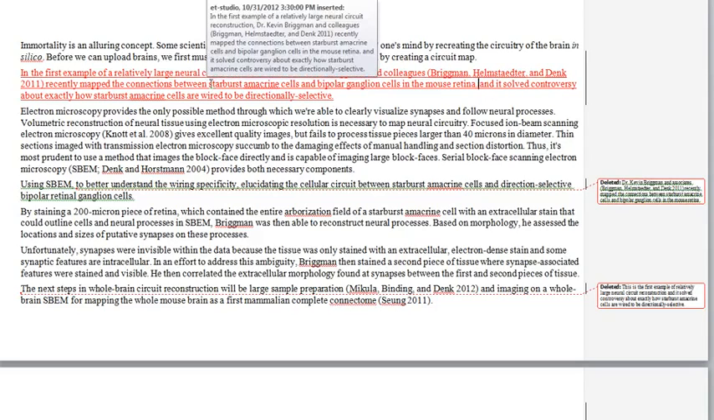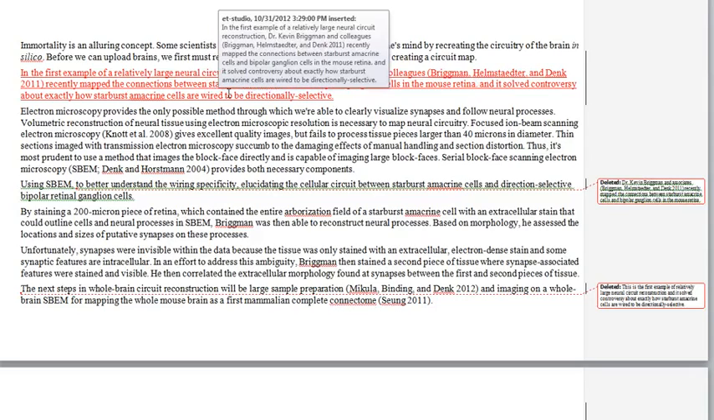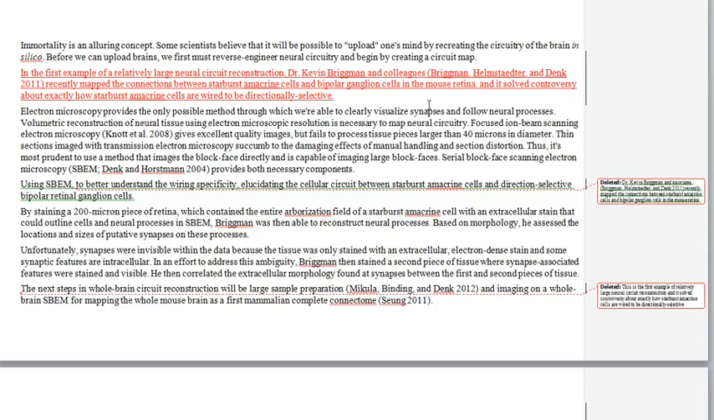Now there is a little bit of jargon here. We got these two types of cells, the starburst amacrine cells and the bipolar ganglion cells. So I think the reader might need a little bit more clues as to what those are. I'm guessing that those are neurons. So what if we say key neurons in the mouse retina? And we can put the two types of cells in between a dash. So something like that. So that gives us a nice statement of the significance of the work. We get early on what this paper is going to be about. It's going to be about Dr. Brigman's study where he mapped the connections in the mouse retina.